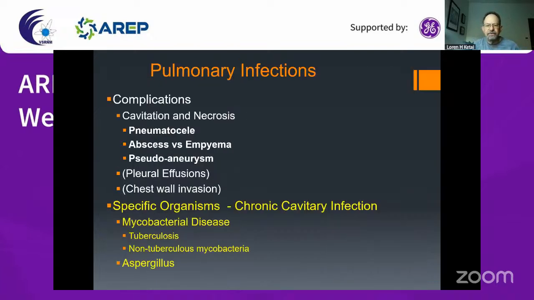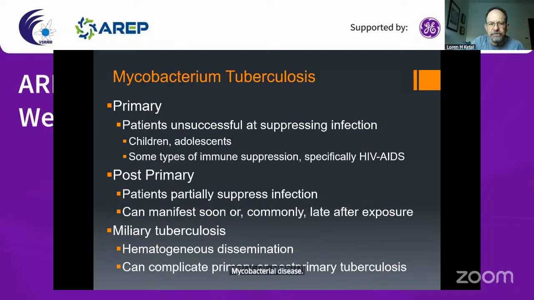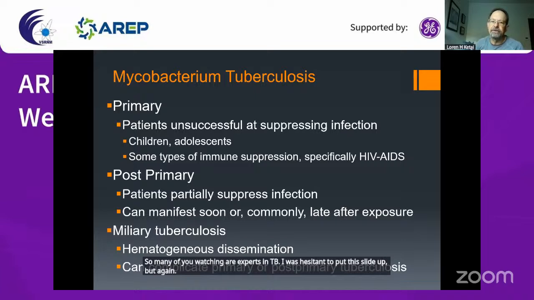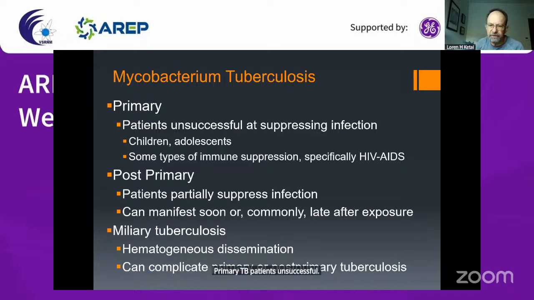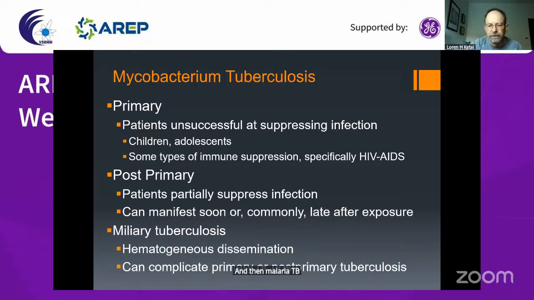And as I said, we're going to finish off just talking briefly about specific organisms, namely those that can cause chronic cavitary infection, mycobacterial disease, and aspergillus. Now, so many of you watching are experts in TB. I was hesitant to put this slide up, but again, primary TB patients are unsuccessful at suppressing infection, initially children, adolescents, some types of immune suppression. Post-primary patients are partially able to suppress infection, and it usually can manifest soon or more commonly late after exposure. And then miliary TB, which can be a complication of either.